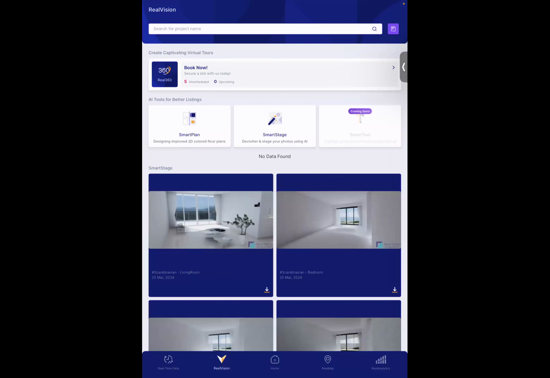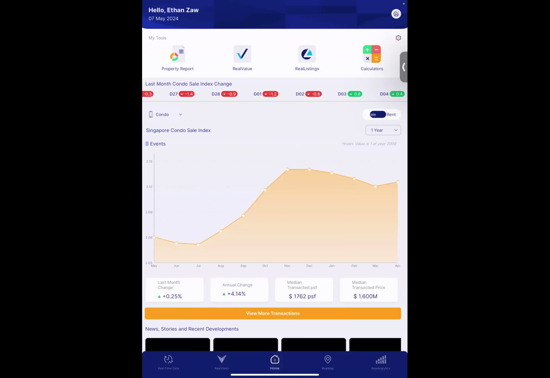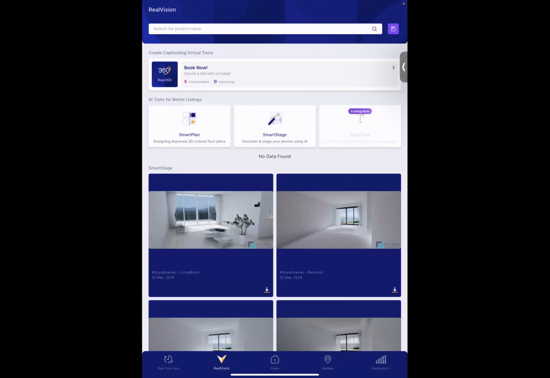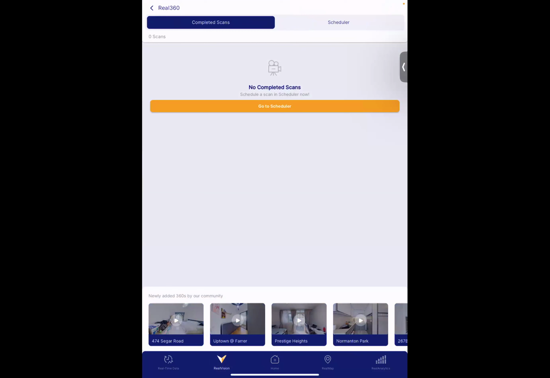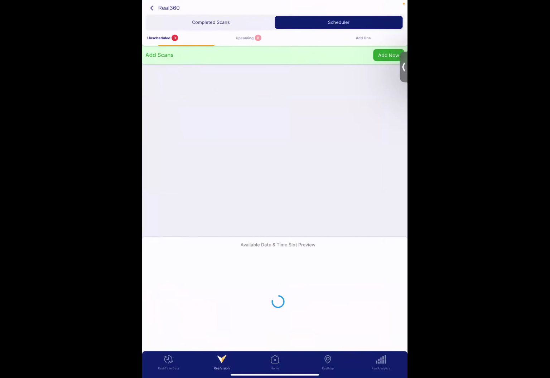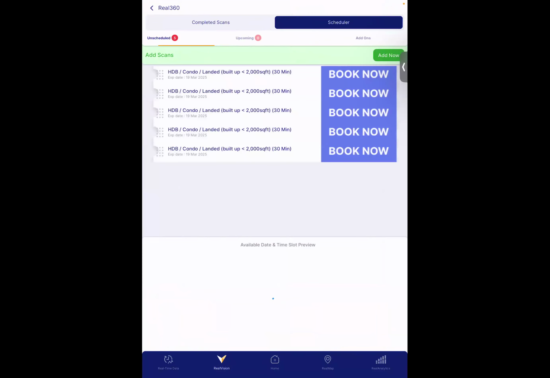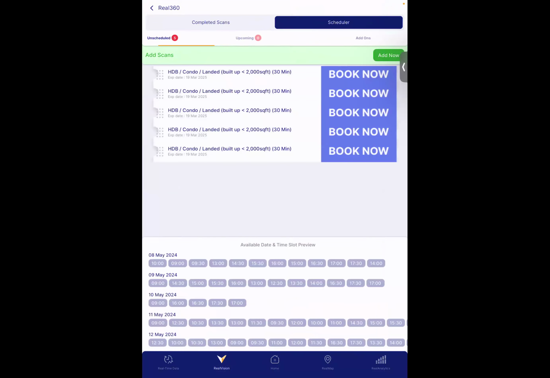But if you want to buy the credit, you just go to here. If you want to do a booking for a virtual scan, main page, Real Vision, you go to here. Under Book Now, you click in, and then go to Scheduler. From here, if you have no credit, you can buy. Add now. Add scans. Once you have added, you should have these book now, book now, book now.